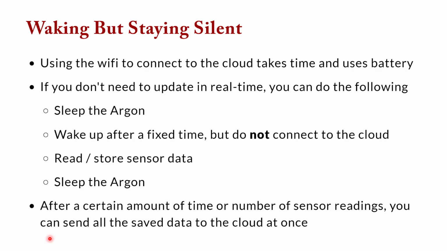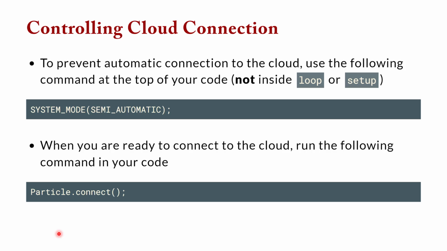The advantage of this is that you're saving time and you're saving battery life by not having to worry about connecting to the cloud and using the Wi-Fi antenna. So how you would do that, just if you're curious, is at the top of your code, you could say system mode semi-automatic. That means when you boot up, do not connect to the cloud. And then at some point later, when you need to, you can say particle.connect, and that would connect to the cloud. So just a little bit of flexibility if you need that.